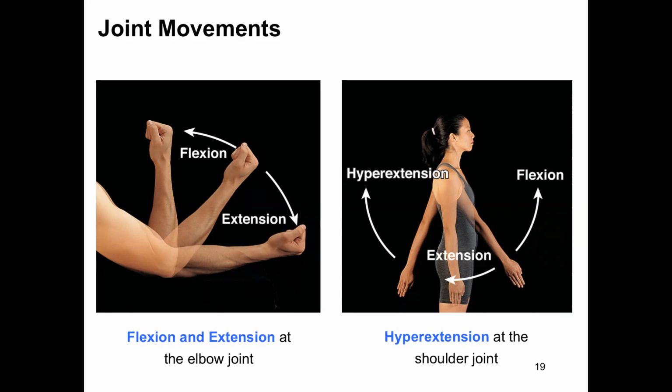The shoulder joint has a little bit more freedom of movement, right? That's a ball and socket joint. So it can flex and it can extend, but it can also hyperextend. So it goes a little bit further than what you would be thinking of, all right?